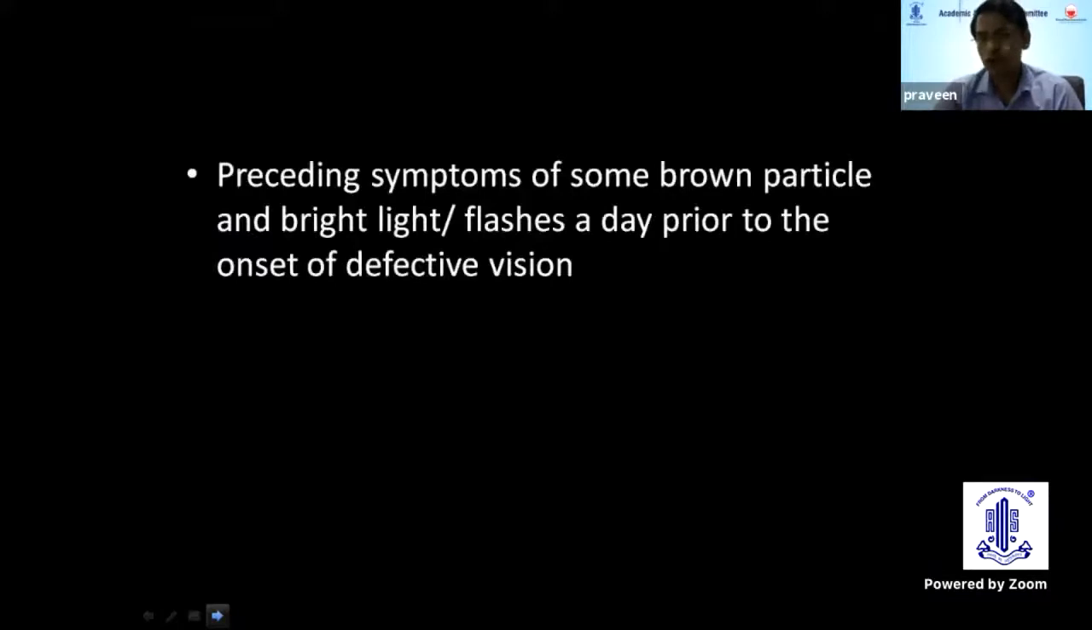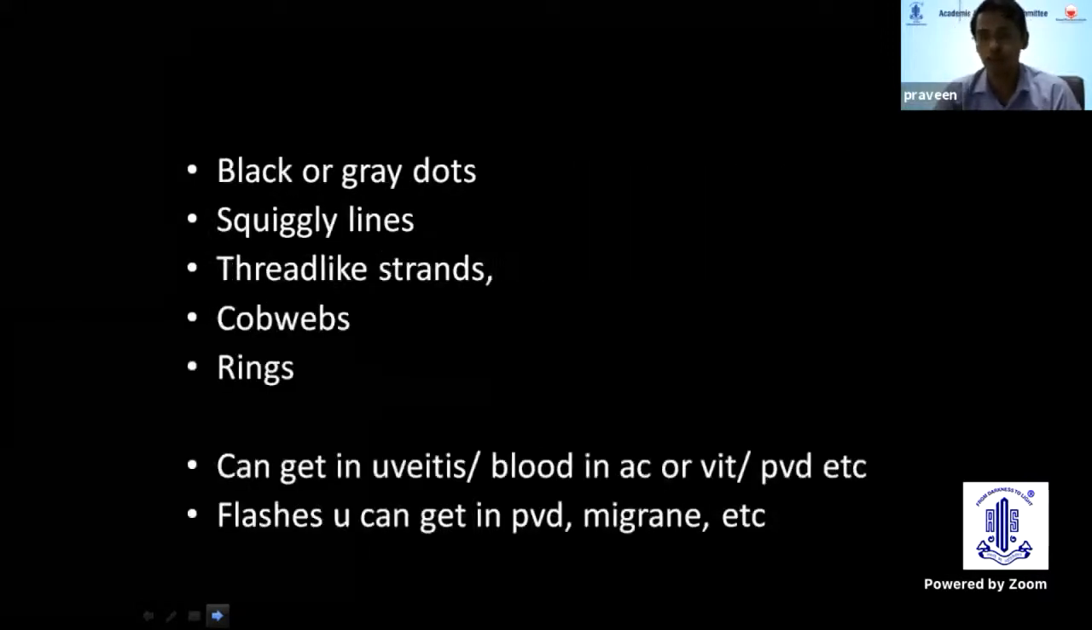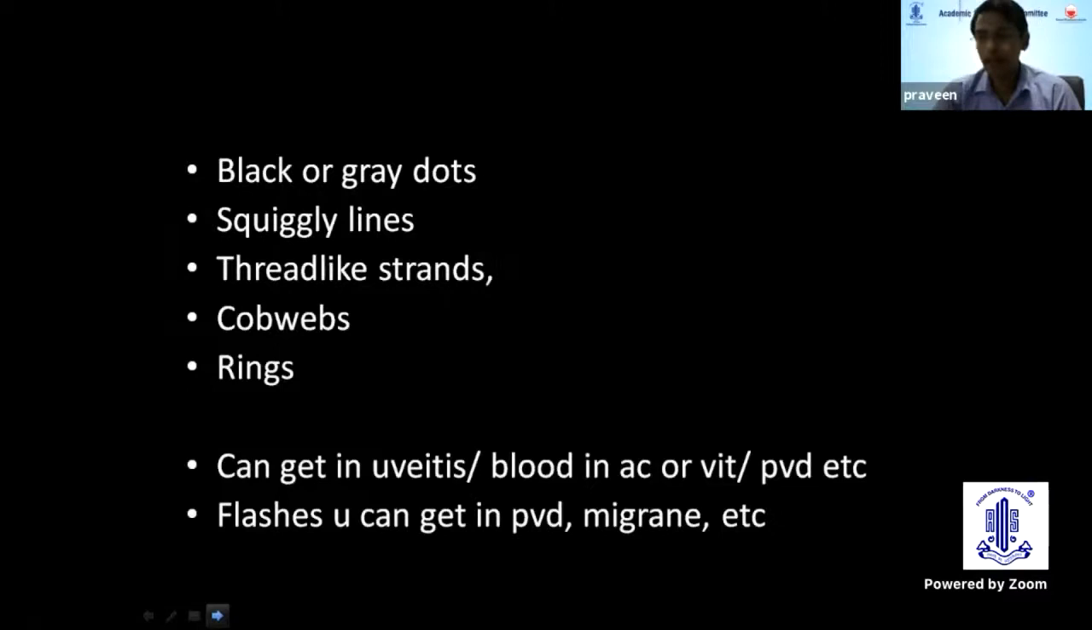If you want to lead them again to a further question, you can even tell or repeat that preceding the symptoms of defective vision, there were some brown particles, certain floaters, which were associated with flashes of light prior to the defective vision. So the next question they may ask is, what is the cause of flashes or floaters of light? Instead of directly going to the answer, you can just tell a little bit about floaters, whether it was black or gray dots, whether there were lines, red light, cobwebs, rings. And all this can depict what is the condition in the eye.